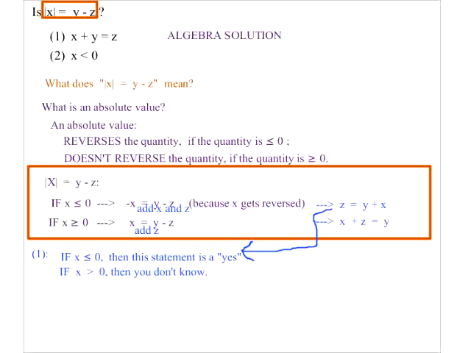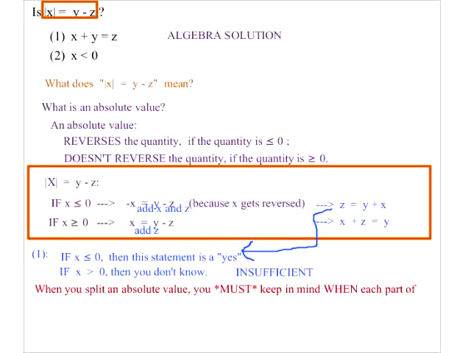The takeaway you need to get from this is when you split an absolute value, you must keep in mind when each part of the split is true. In other words, you have to impose conditions on this. It can't just be this or this. It has to be this specifically when x is in this range, and this specifically when x is in that range. Smiley face if this stuff makes sense. If it doesn't make sense, put your questions in the text box.